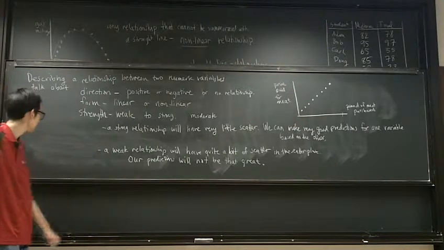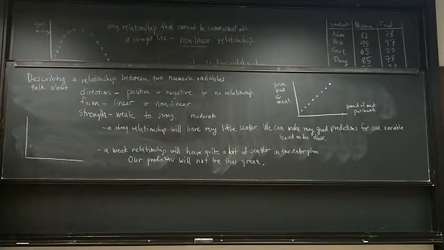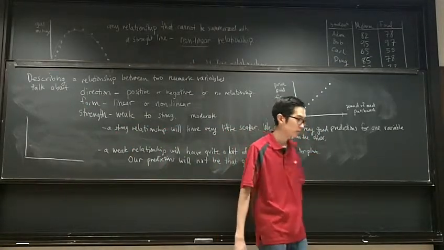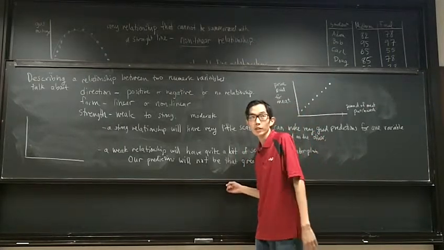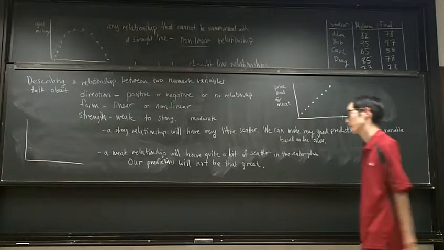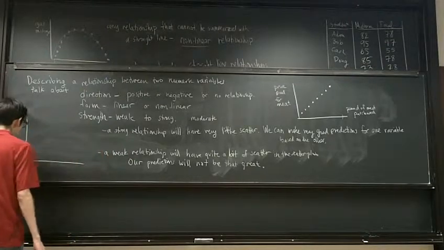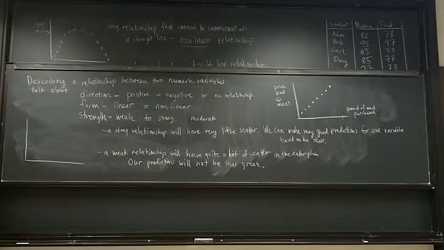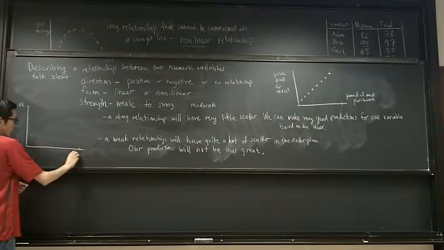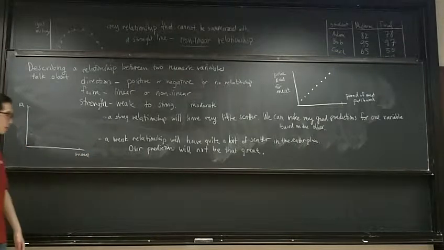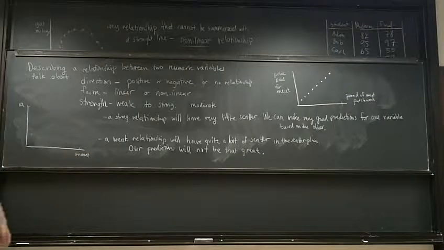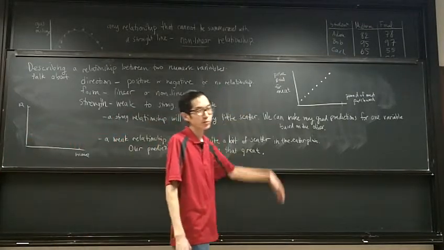So I'm trying to think of something that might have a weak relationship. Okay, maybe someone's income versus their IQ. All right. So in general, people with higher IQs tend to make more than people with lower IQs.